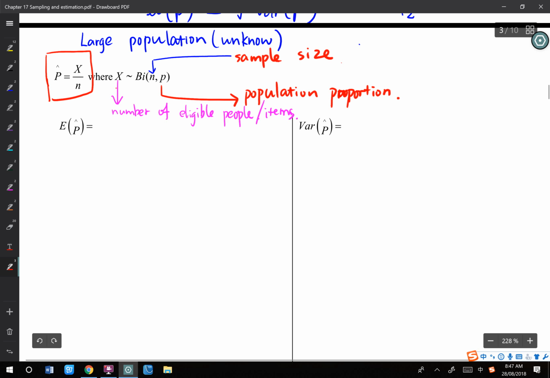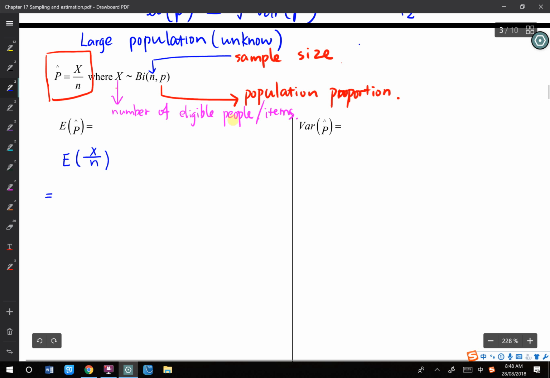Expected p hat. So p hat is what? P hat will be the eligible items over the total number n. That's what we have: expected p hat is equivalent to x over n. What is n? Is n a variable or a constant? It's a constant. n will change in different questions, but in that question, n will be a constant. Like n is 10, n is 20.